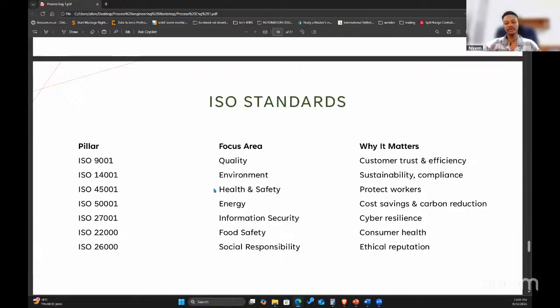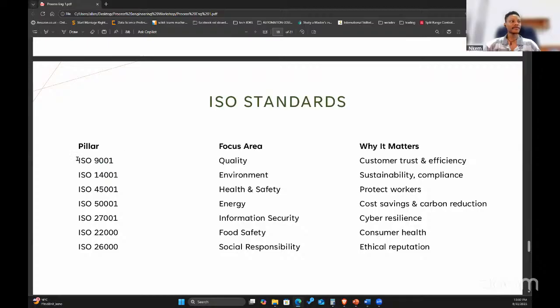For example, let me go to something local that we can relate with. You want to start a water treatment plant, and you decide that what you use in treating your water is salt, because nobody is looking after you, nobody is putting you in check. So you put salt in your water, and then you've treated your water. I don't even understand. So now these standards are what force you to ensure quality. For this one, quality. For this, environment. For this, health and safety. For this, energy. For this, information security, food safety, and social responsibility.